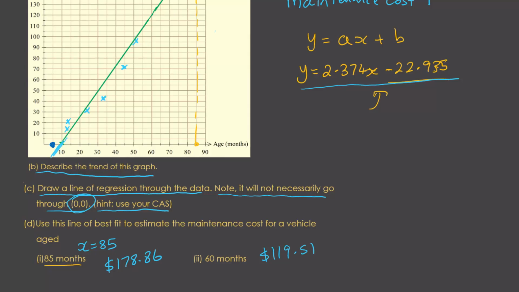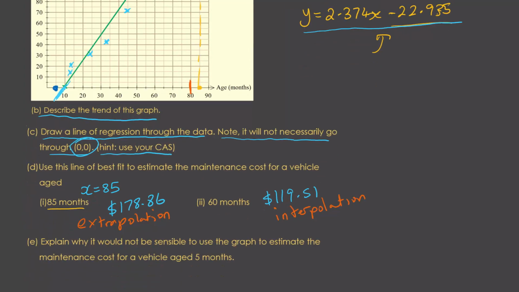But I should point out here that we actually don't have any data greater than 80. So this one here is actually an extrapolation, and so should be considered to be unreliable. Whereas this one was fine, it's well within the data. So that's interpolation and therefore reliable.